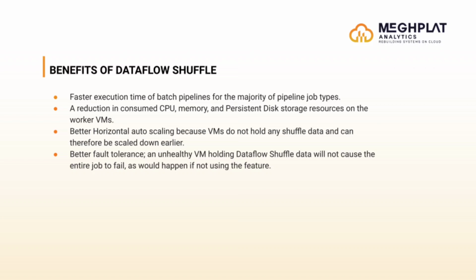Here are some of the key benefits of using Dataflow Shuffle. Dataflow Shuffle is faster in execution time, or we can say that the implementation time of the basic pipelines for batch data is faster, with a reduction in consumed CPU memory and persistent disk storage. It utilizes less storage and works faster. It utilizes better horizontal autoscaling as well as better fault tolerance.